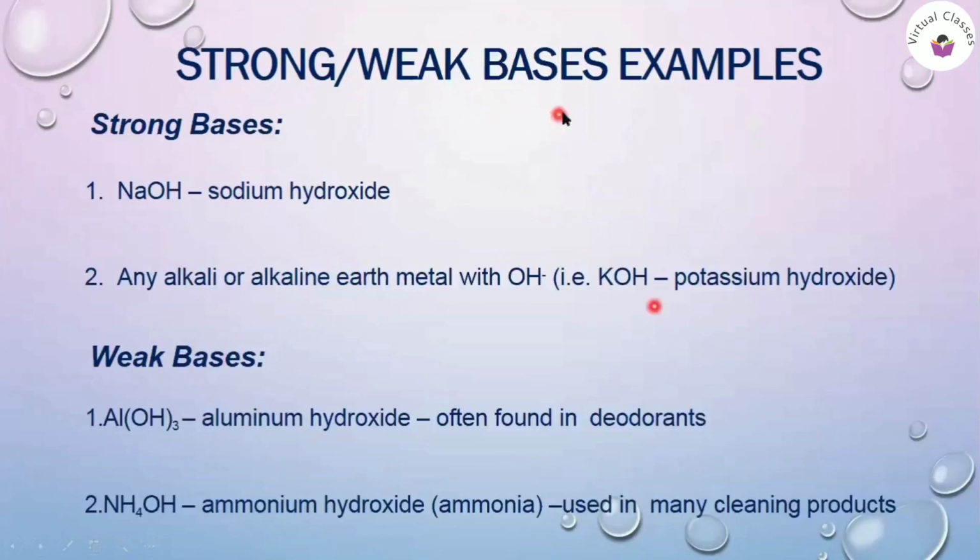Now some examples of strong and weak bases. Strong bases are sodium hydroxide, or any alkali or alkaline earth metal with hydroxide ion, such as potassium hydroxide. Weak bases are aluminium hydroxide, which is often found in deodorants, and ammonium hydroxide, which is used in many cleaning products.